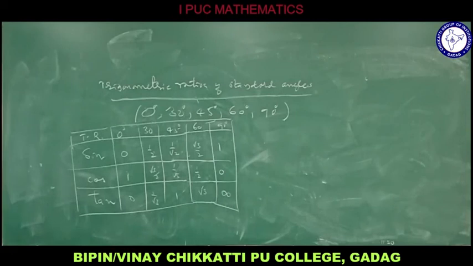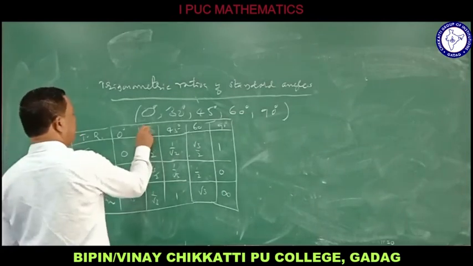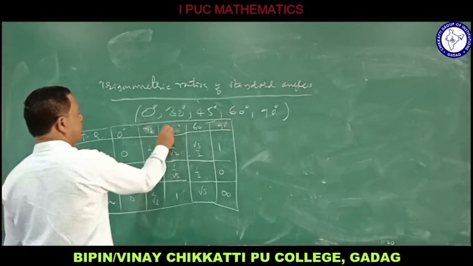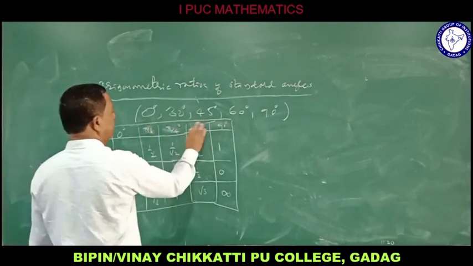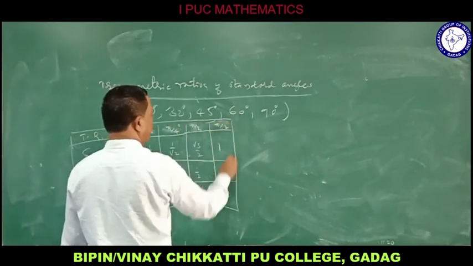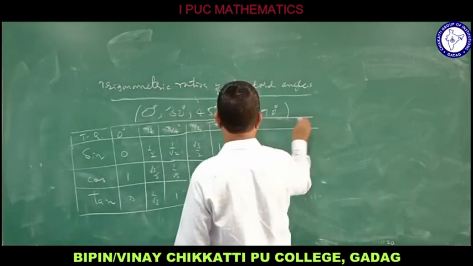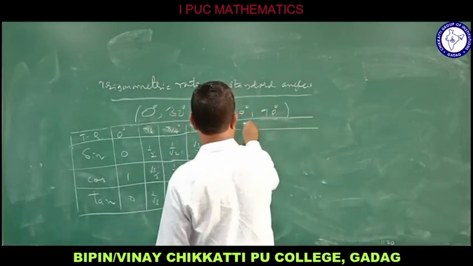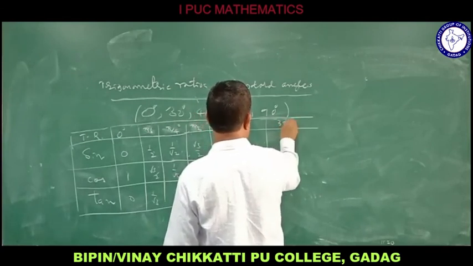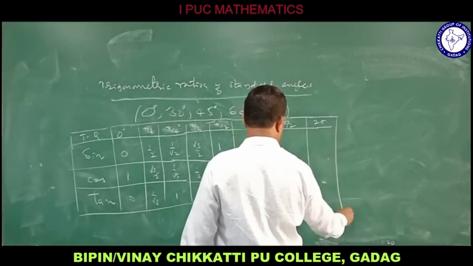But one thing is there: when you are taking the results in terms of radians, this is pi by 6, this is pi by 4, this is pi by 3, and this is pi by 2. Remember, I have already discussed that after pi by 2 comes pi, next 3 pi by 2, next 2 pi. So you continue these angles. It helps you a lot.